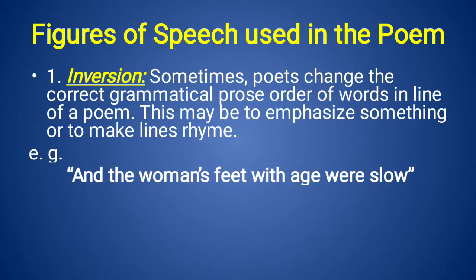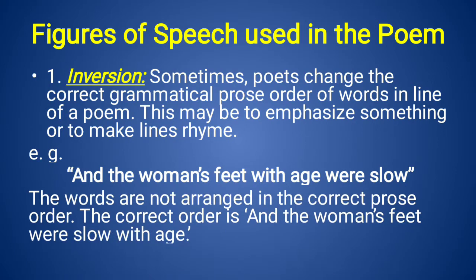So in this line, the words are not arranged in the correct prose order. The correct order is, and the woman's feet were slow with age. So that is the correct prose order. But to create the rhythm in the poem, Mary Doe Bryan has used the major figure of speech, inversion. After the discussion about inversion, we're going towards the next figure of speech, that is alliteration.